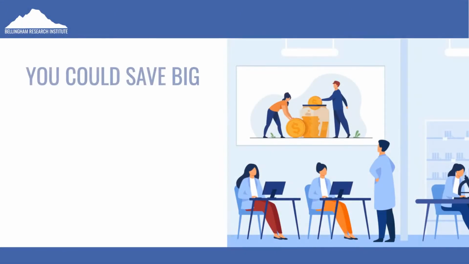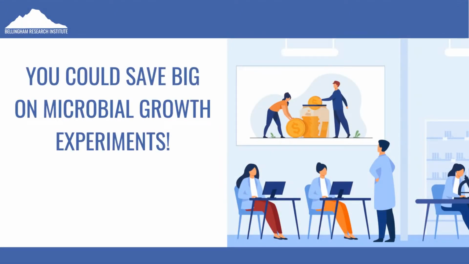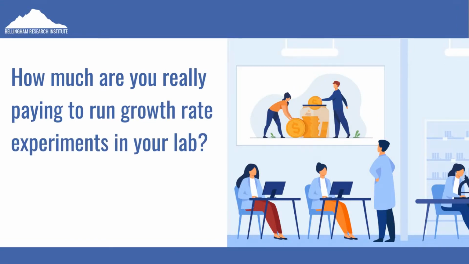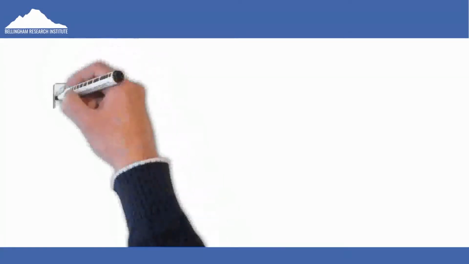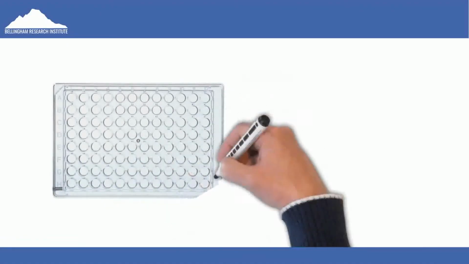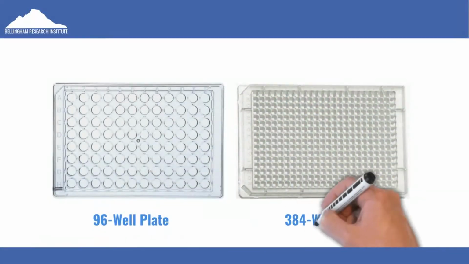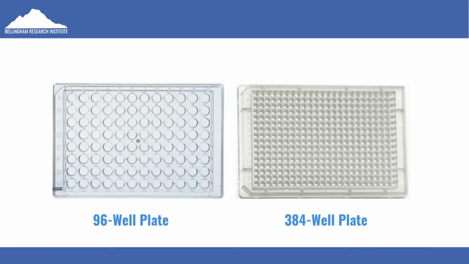You could save big on microbial growth experiments. Ask yourself, how much are you really paying to run growth rate experiments in your lab? High-throughput measurement of microbial growth involves growing cultures in the wells of 96 or 384 well microtiter plates.